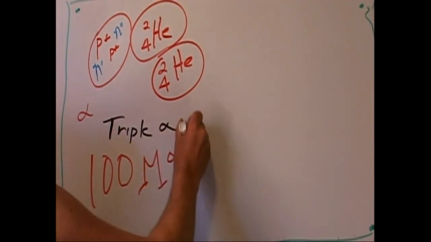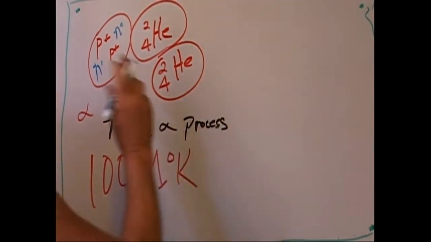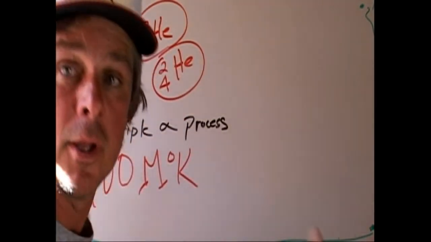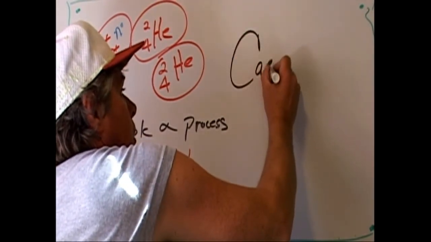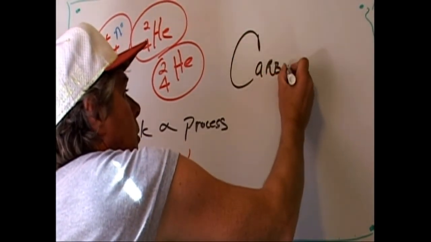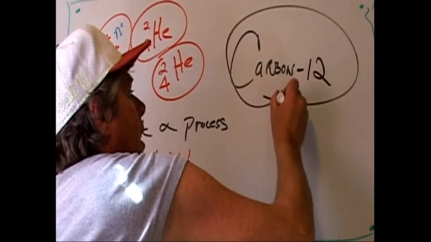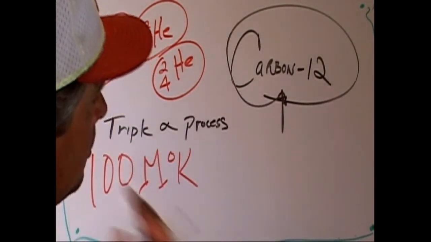Triple alpha process. Two heliums won't stick together. When three heliums come together, this makes the life essential element, carbon. Carbon-12. This is where life is now able to start coming and form.